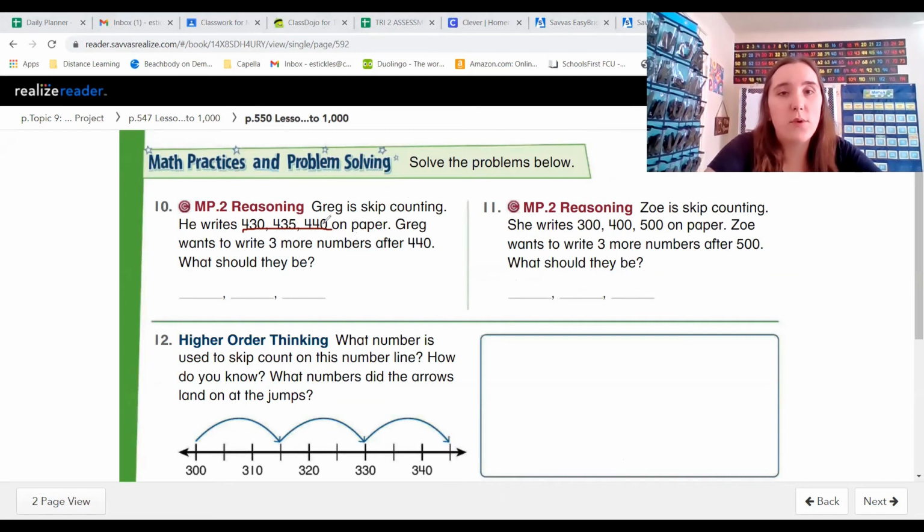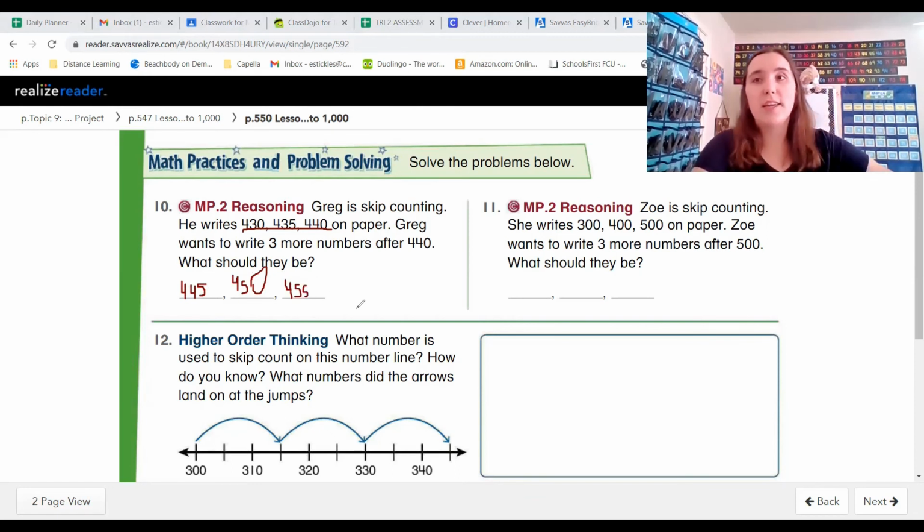So if we're at 440 and we want to add 5 more, that would be 445. Plus 5 more would be 450. Plus 5 more, 455. So that's our pattern, and if we kept going, those would be our next 3 numbers. Let's look at number 11.